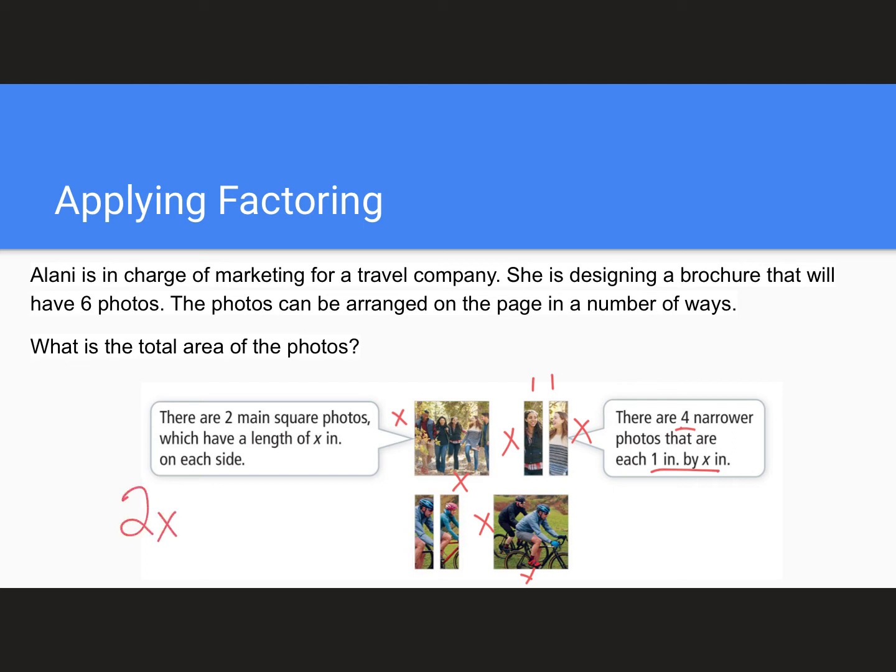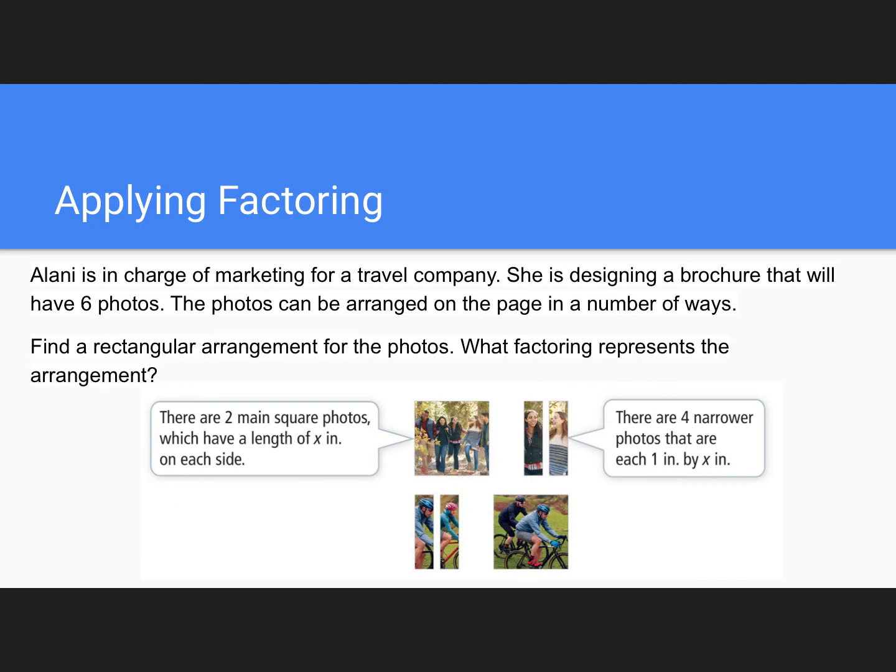So we have 2x squared. And then we have 4 that are 1 by x, so x is their area. So that is the total area of the photos. 2x squared plus 4x. Because each of the narrower photos are 1 by x. Okay, not too bad. 2x squared plus 4x.